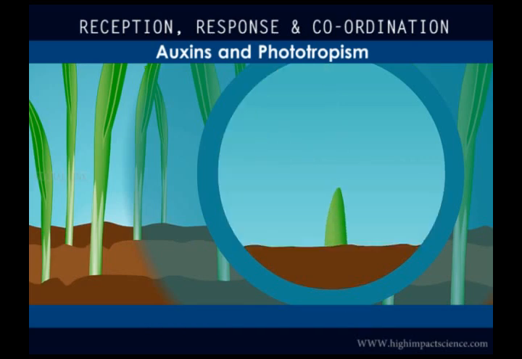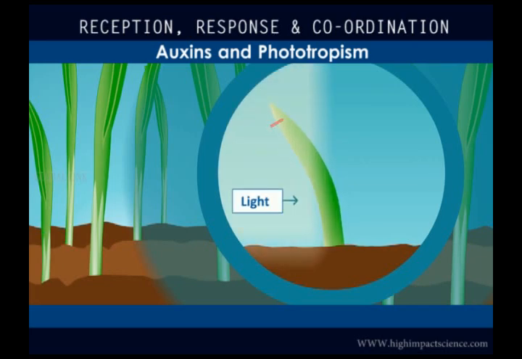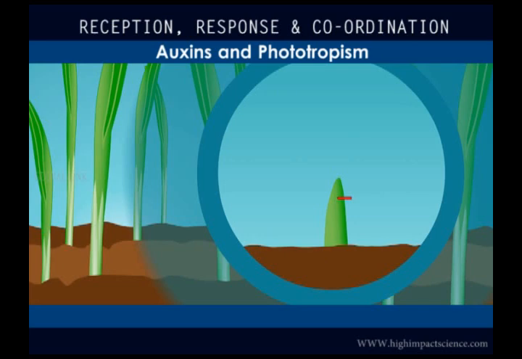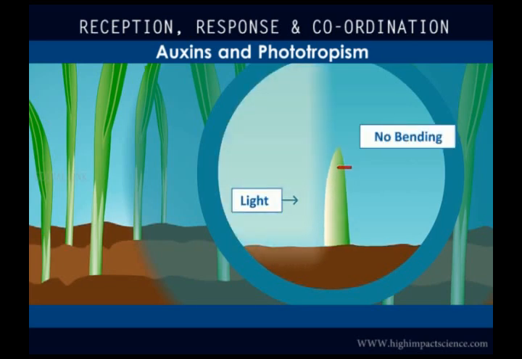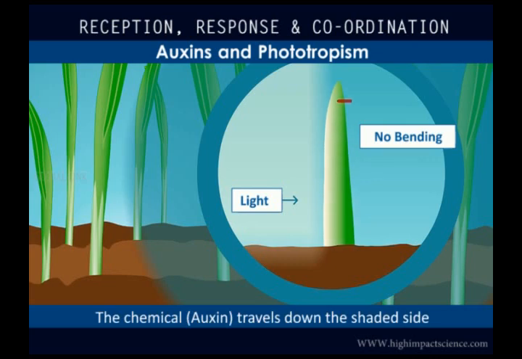In another experiment, a thin flake of the mineral mica was used to block chemical movement. When it was inserted on the illuminated side, bending occurred normally. But when it was inserted in the shaded region, there was no bending, showing that the chemical, that is auxin, travels down the shaded side. Again, because mica does not block electrical signals, this also suggested that the message was chemical.